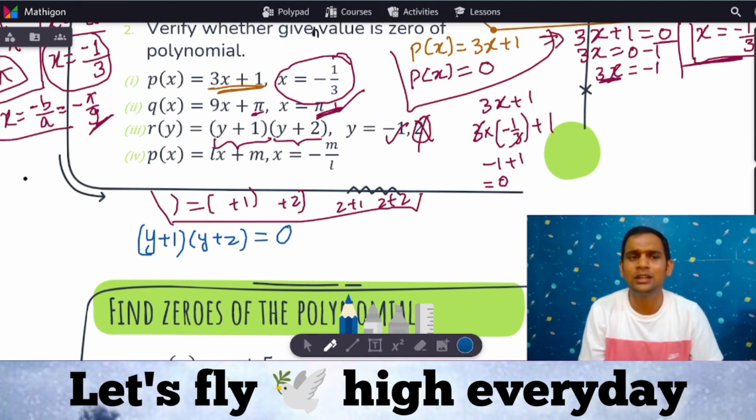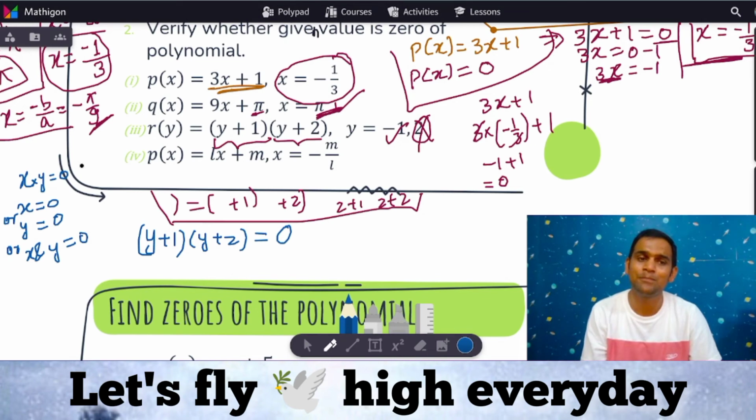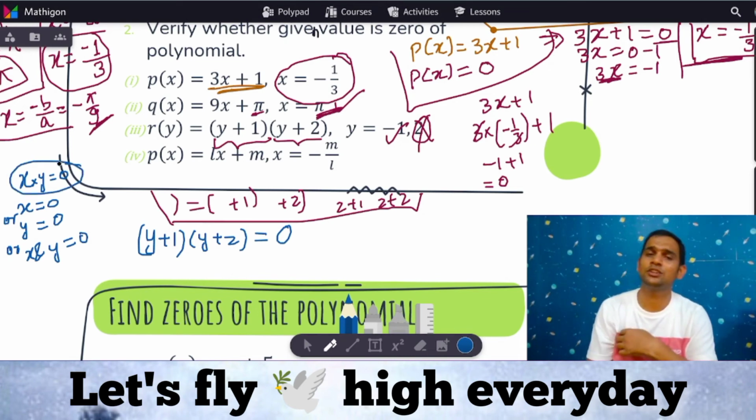So let's suppose a different scenario. If we had x times y equals 0, what is the meaning of that? Either x is 0, and if x is 0, 0 times y is also 0, or y is 0. Or the third possibility is x and y both are 0. In all these three situations, we are getting this particular equation to be true. Yes or no? xy equals 0.